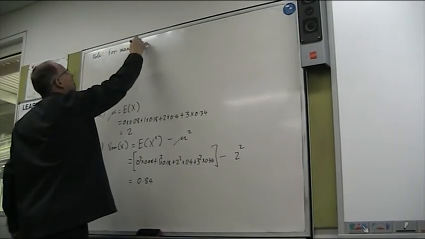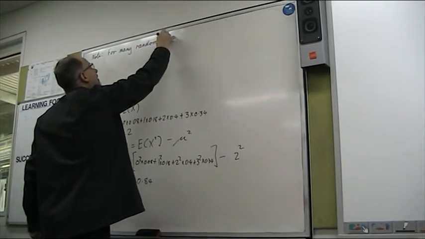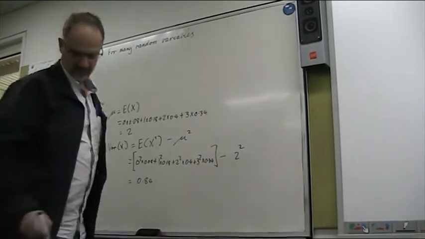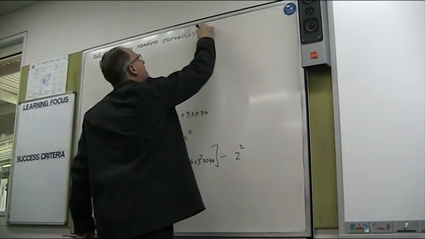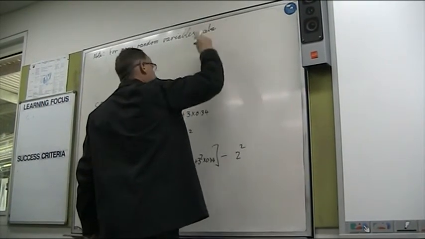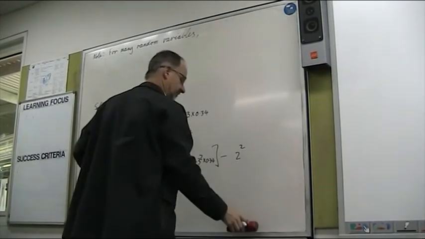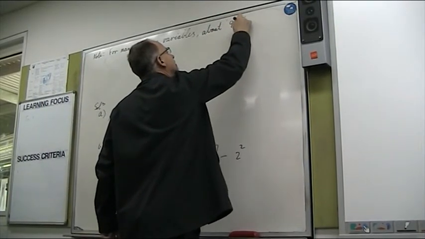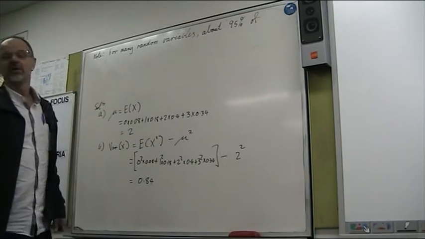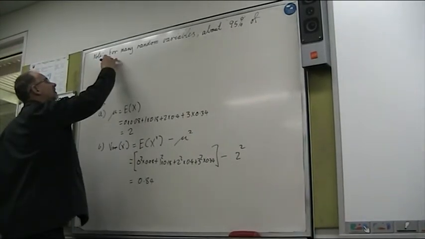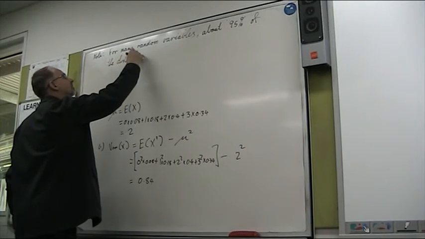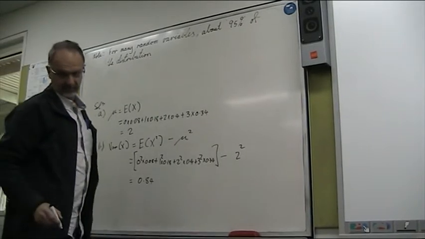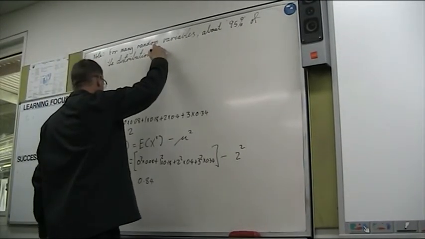So for many random variables, about 95% of the distribution is within 2 standard deviations of the mean.